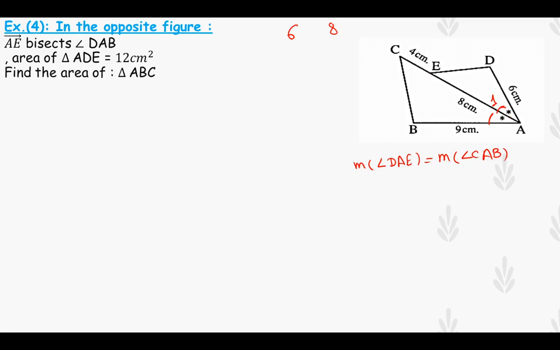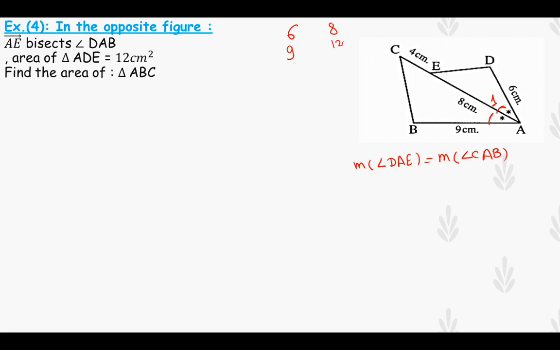And what about the angle of the second triangle, which is CAB? The enclosing sides, one of them is 8 plus 4, 12 centimeters, and the other one is 9 centimeters. We are going to put the smaller side under the smaller side. So we write 9 over 6. And the bigger side here, which is 8 in the first triangle, corresponds to 12 in the other triangle. So it will be 8 over 12.